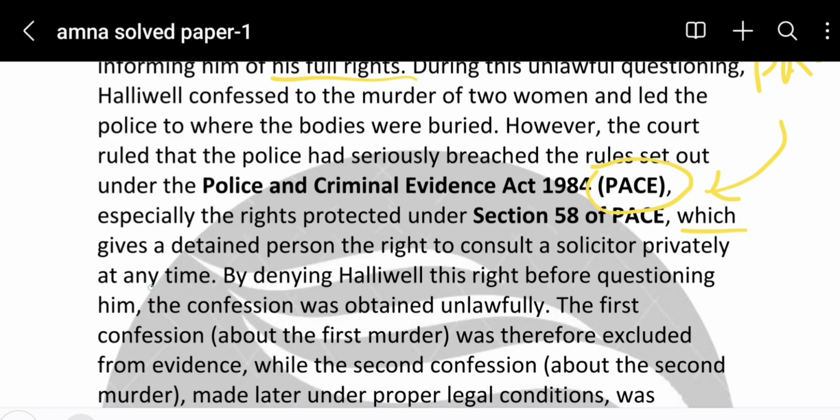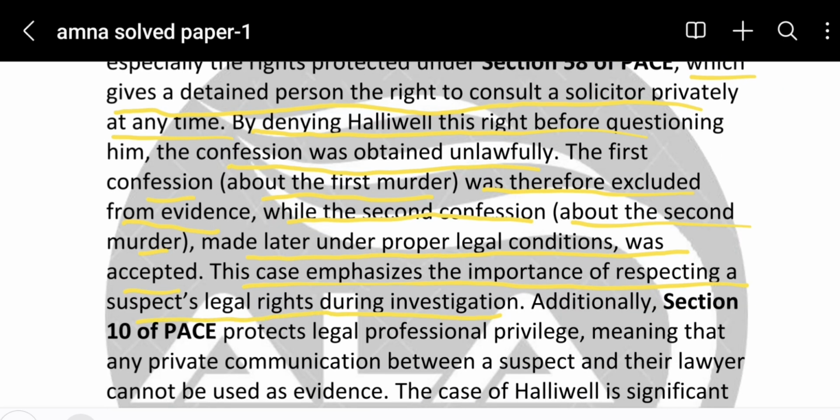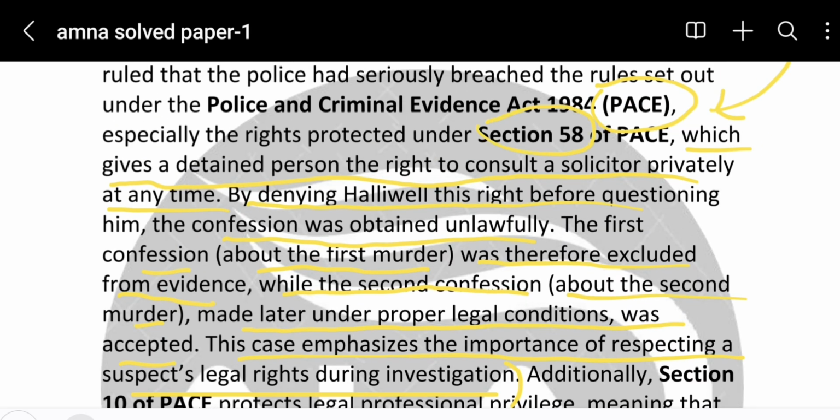Under Section 58, a detained person has the right to consult a solicitor privately at any time. By denying Halliwell this right before questioning him, the confession was obtained unlawfully. The first confession about the first murder was therefore excluded from evidence, while the second confession about the second murder, made later under proper legal conditions, was accepted. This case emphasized the importance of respecting the suspect's legal rights during the investigation. So in this whole paragraph, Section 58 of PACE will give you 1 mark, because this section helps the suspect get legal advice from a solicitor. From here you can get 1 mark.